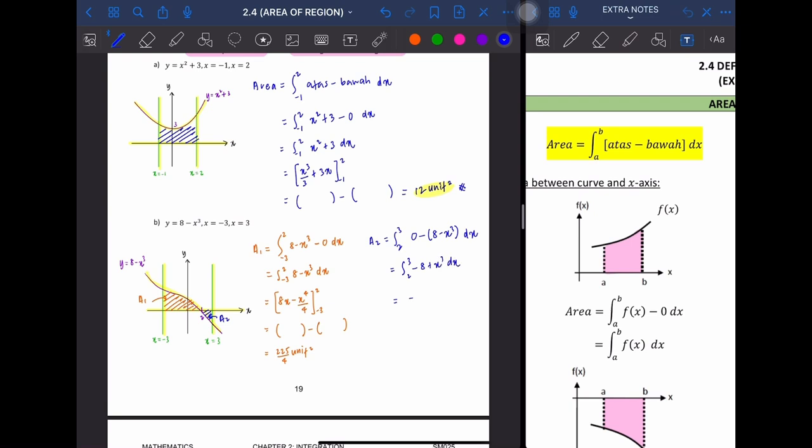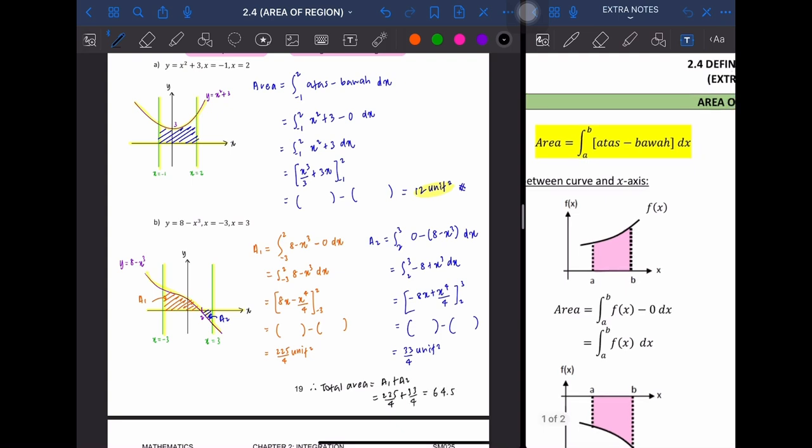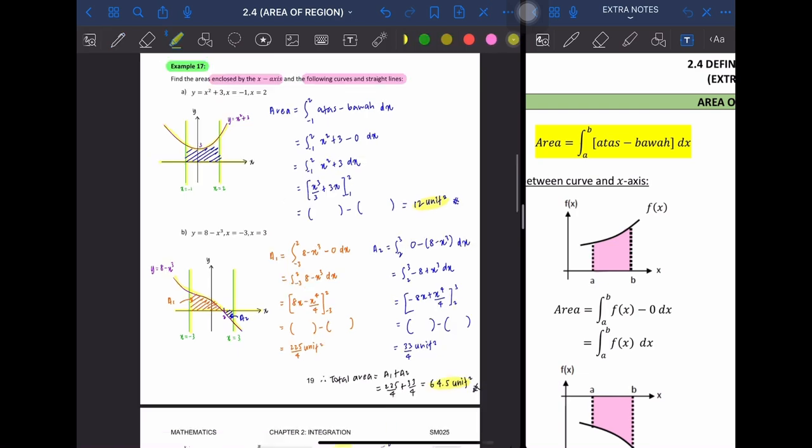Okay, so integrate. Okay, so substitute your upper limit minus substitute your lower limit, and then the final answer will be 33 over 4 units squared. Okay, so for the final step, make sure you find the total area. Okay, so the total area is A1 plus A2. So 225 over 4 plus 33 over 4, you're gonna get the final answer 64.5 unit squared. Okay, so this is the area for these two regions.